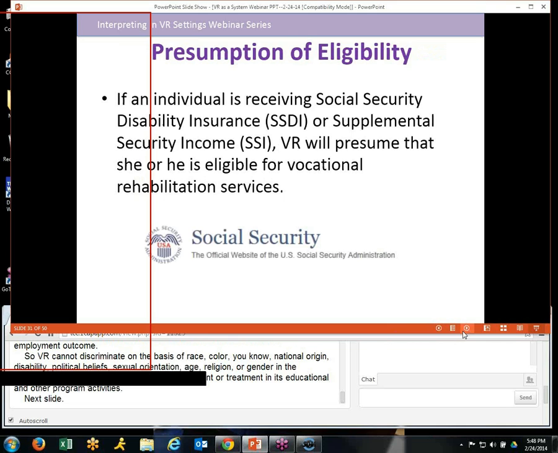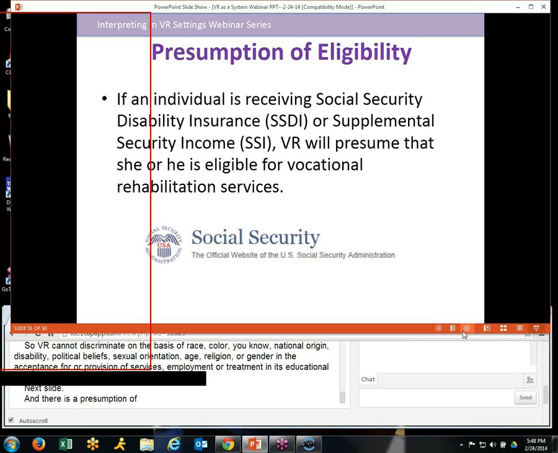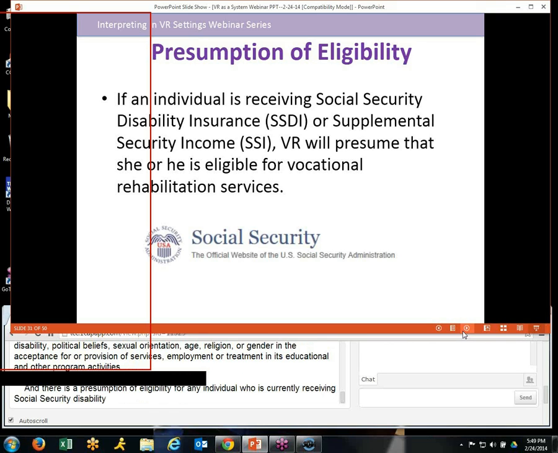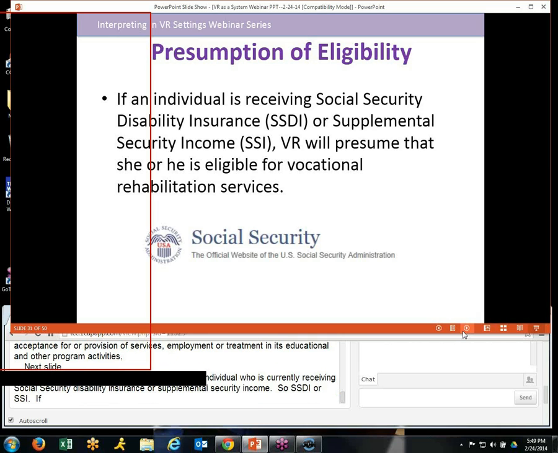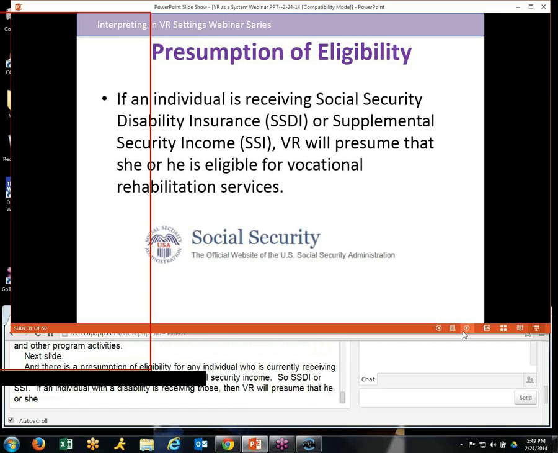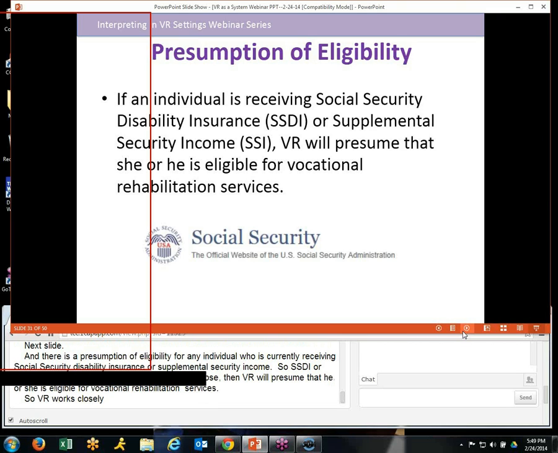And there is a presumption of eligibility for any individual who is currently receiving Social Security disability insurance or supplemental security income, so SSDI or SSI. If an individual with a disability is receiving those, then VR will presume that he or she is eligible for vocational rehabilitation services. So VR works closely with the Social Security agency.